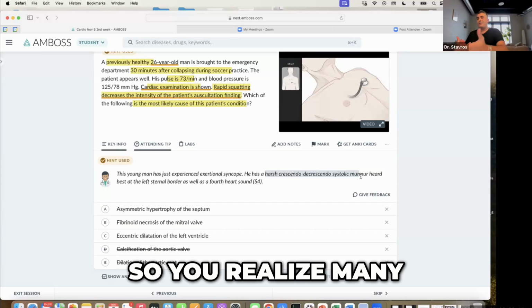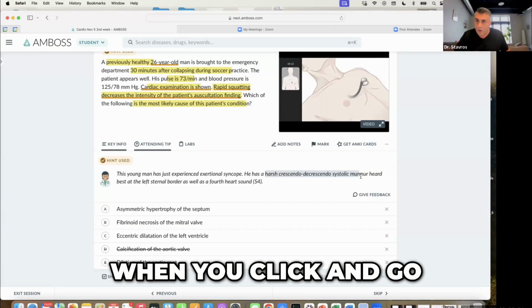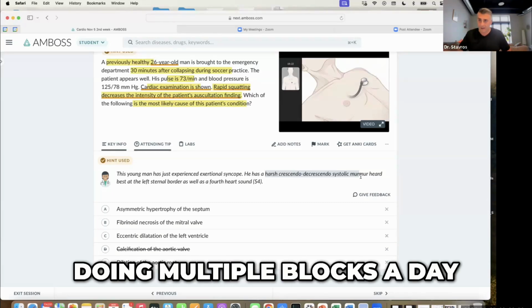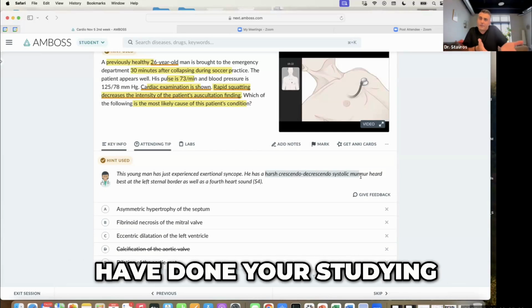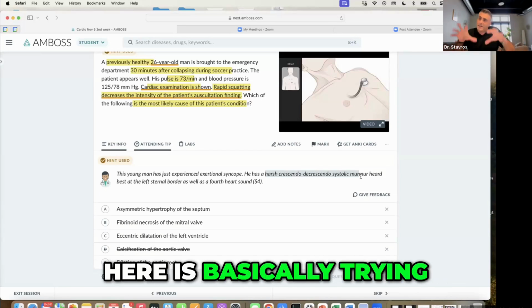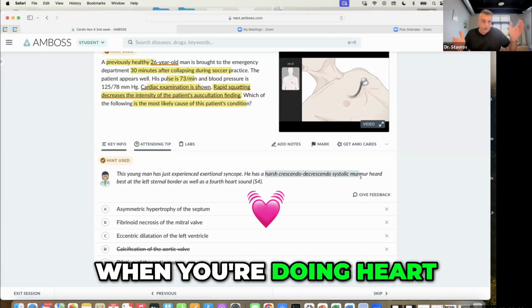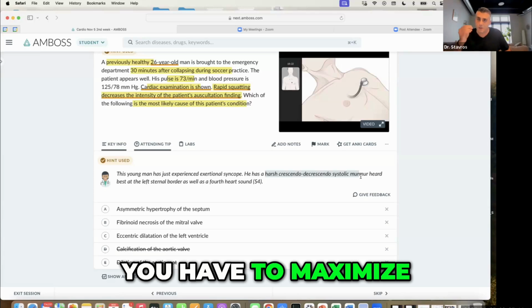So you realize many of you say, I want to click and go, I want to keep moving. When you hit A and move, that tells me you're doing multiple blocks a day. At that stage, you don't want to do what I do now, because clearly you already have done your studying. Here I'm basically trying to cover everything to make you understand that when you're doing heart, lungs, kidney, or any organ system, you have to maximize your return.